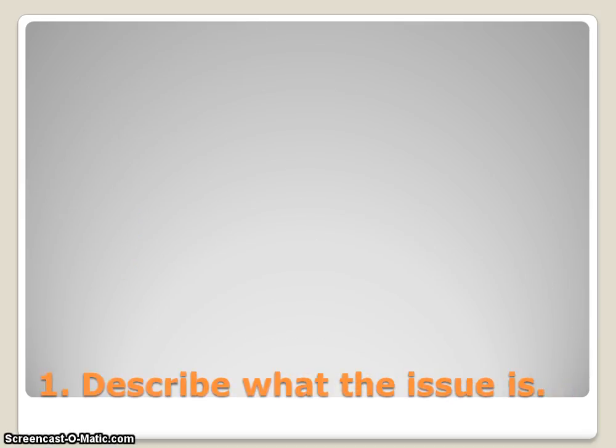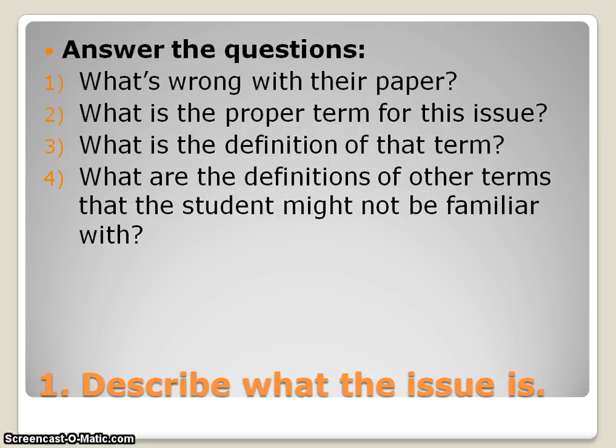So step 1, describe what the issue is. In order to describe what the issue is, you might want to answer the following questions. Maybe, what's wrong with their paper? What is this issue? What's the proper term for this issue? Do you even know what that is? You might want to look it up. What's the definition of the term? Because most likely, the student doesn't know it. What are the definitions of other terms that the student might not be familiar with? What if they don't know what a participle is? What if they don't know the difference between an adjective or an adverb? These definitions can really add to their understanding.